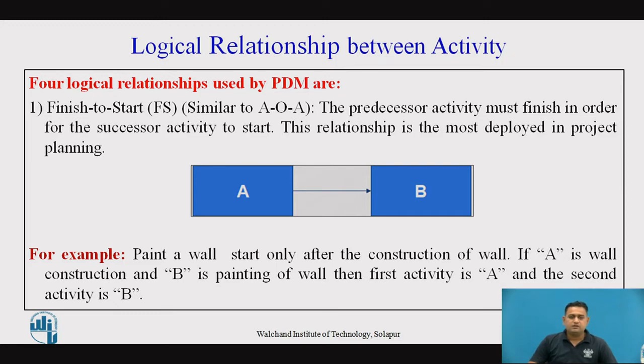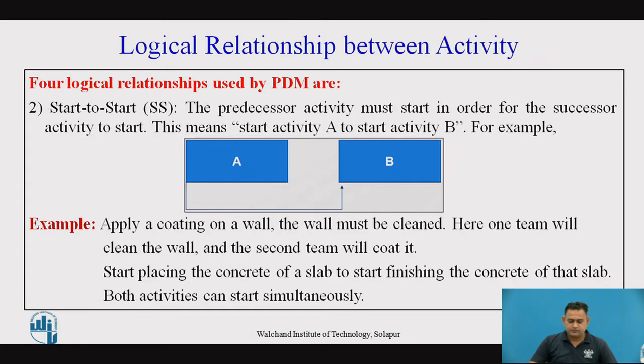Now the first one, the finish to start. The preceding activity must finish in order for the successor activity to start. For example, painting of a wall starts only after the completion of the wall construction. If A is the wall construction and B is the painting activity, then of course A should complete, and B will start only after the completion of activity A. This is the relationship which can be represented by the network presentation, that is finish to start.